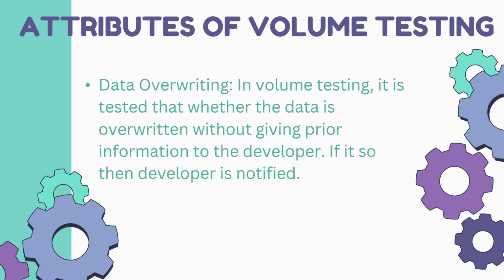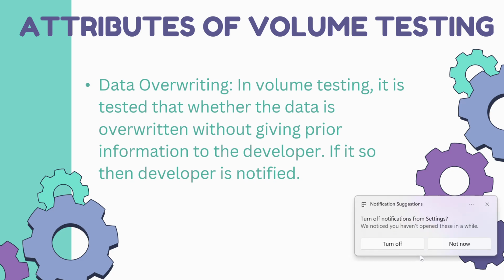Another attribute check is data overwriting. This happens when existing data is accidentally replaced by new data without proper notification. During volume testing, testers verify that the system prevents accidentally overwriting and protects important information. If overwriting occurs, developers are informed so they can fix the issues.